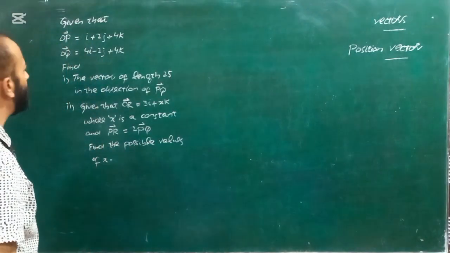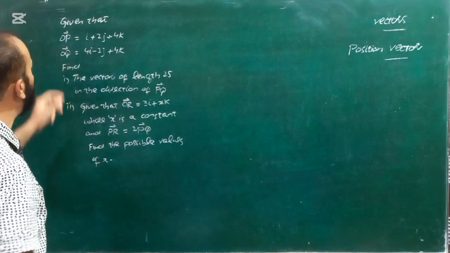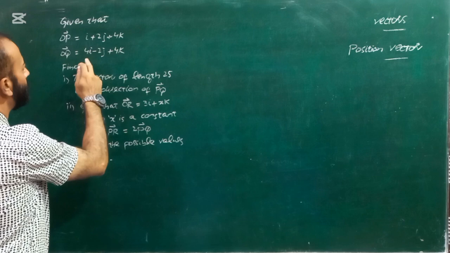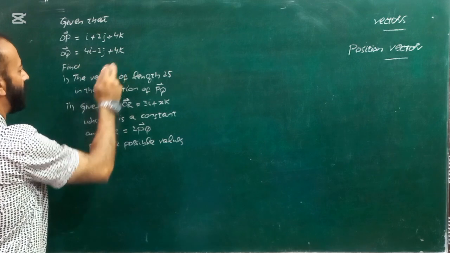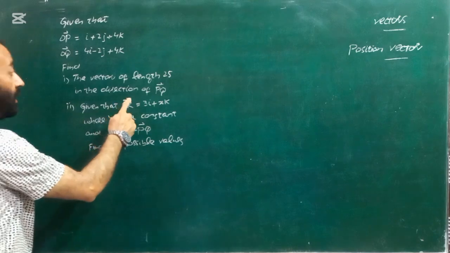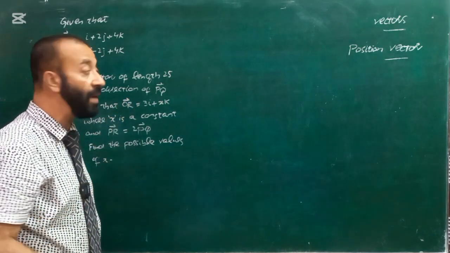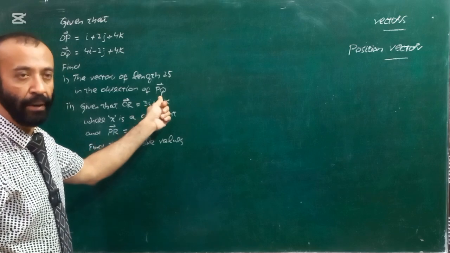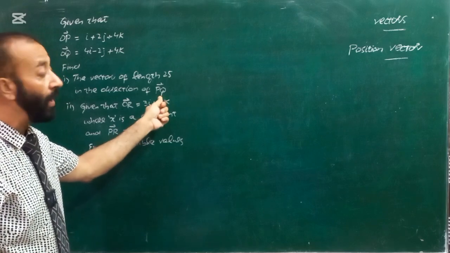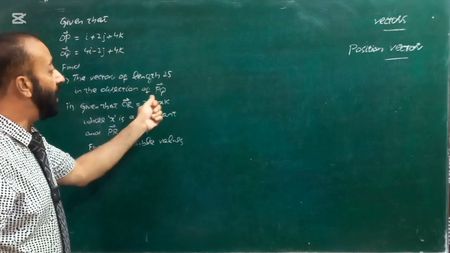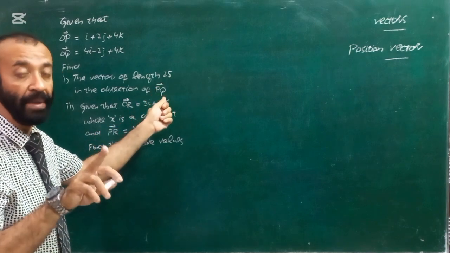Here is another question that is important. Given that OP is equal to i plus 2j plus 4k and OQ is equal to 4i minus 2j plus 4k. Find the vector of length 25 in the direction of PQ. So be very careful. First, you have to find the unit vector of PQ and then the new vector whose length is 25 in the direction of this one will be found.